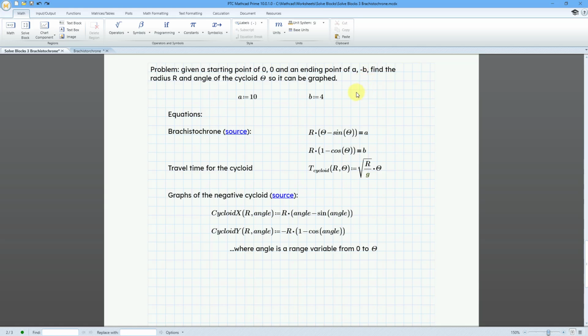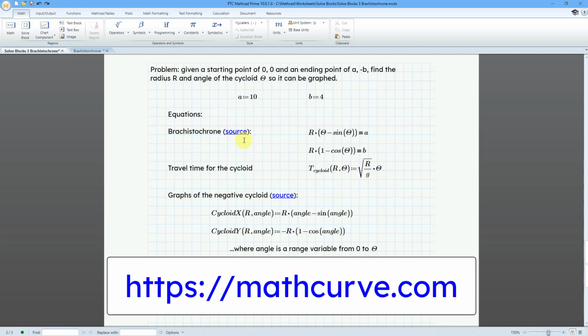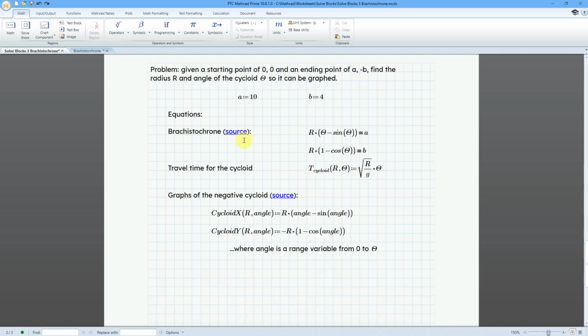And so the way that we describe the cycloid is with a radius value R and the angle of the cycloid theta. So those are the two things that we want to solve for. And this worksheet is going to be available on my Dropbox, so you can check out the source for this information, which is mathcurve.com. Mathcurve.com has a lot of great information if you are into math. But anyhow, they give us the equations that describe the cycloid for going from a point of 0, 0 to A, negative B. And it's these equations in terms of R and theta.